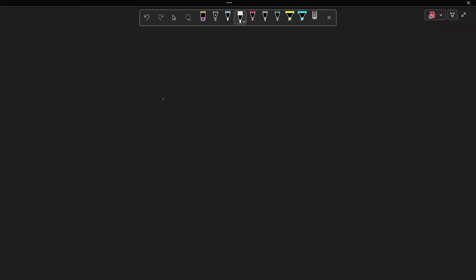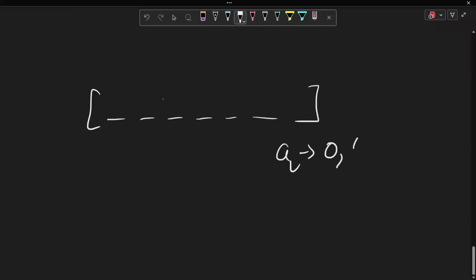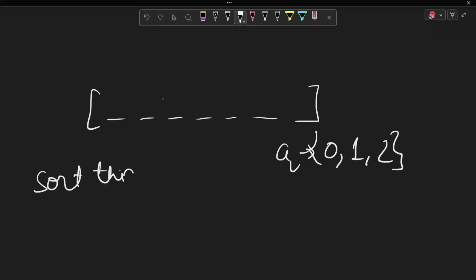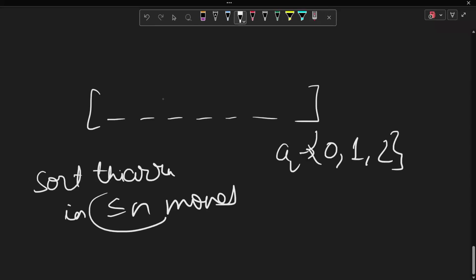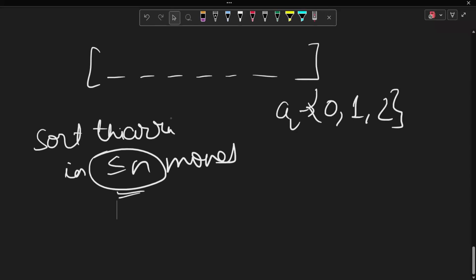So what the problem states basically is you are given an array consisting of only zeros, ones, and twos, and you need to sort this array in less than or equal to n moves. Okay, so you have n moves to sort this array. You don't need to minimize the number of moves. You just need to do it in less than or equal to n moves. You cannot make more than n moves.